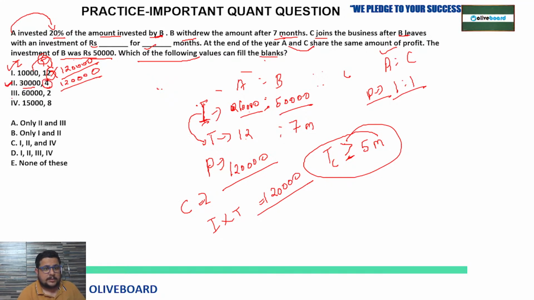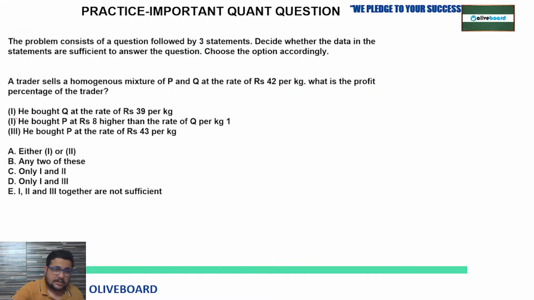Okay. Now here also, third: 60,000 multiplied by 2 is 1,20,000. The same product you are getting, and the time limit is less than or equal to 5. Yes, so possible. Okay. Now fourth, 15,000. Here the time limit is over, actually greater than 5 months, which is not possible. So second and third only. Right. So option A, only second and third is going to be our answer.